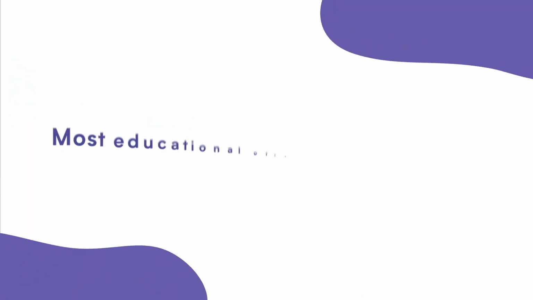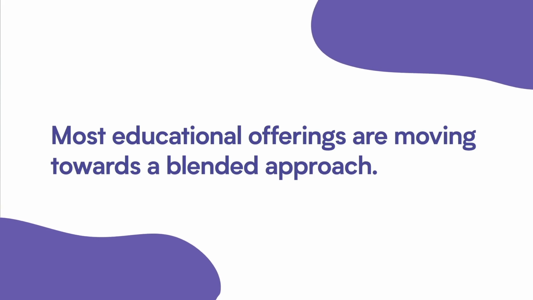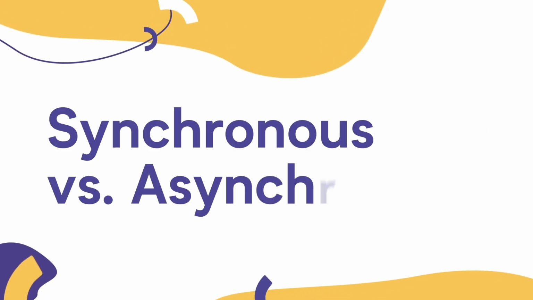Now, let's circle back to this term blended. The reality is that most educational offerings are moving towards a blended approach, but there are many ways to do this. Here it is useful to understand 2 more key terms that are used to describe the type of learning experiences in a course designed to be blended: synchronous and asynchronous. Synchronous is when feedback is immediate and there is a live engagement. Asynchronous is when you're really on your own. This means that you won't have an opportunity to clarify anything in real time.